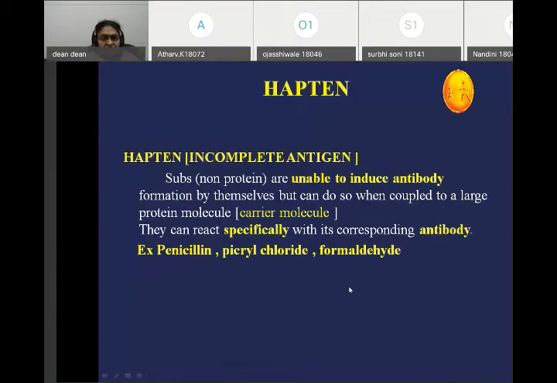Another term which is frequently used is hapten. What is hapten? These are low molecular weight substances which are unable to induce antibody formation by themselves but can produce antibodies when they are linked to a carrier molecule. They can react specifically with the antibody produced, and examples of haptens are penicillin, picryl fluoride, and formaldehyde.